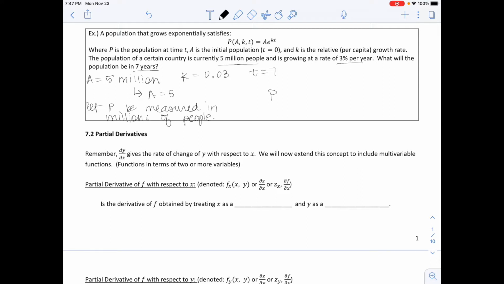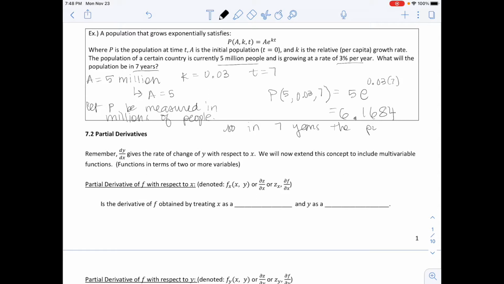So we have our population, and it's going to be A, which I'm going to call 5, K, which is 0.03, and T, which is 7, is equal to 5 e to the 0.03 times 7. And so we can simplify this and substitute this all in on our calculator, and we get 6.1684. And so we can say in 7 years the population will be 6.1684 million people.